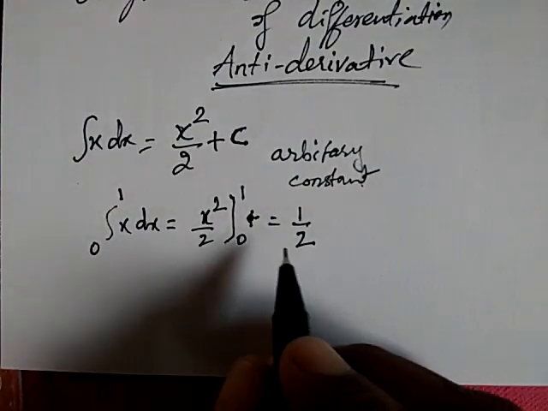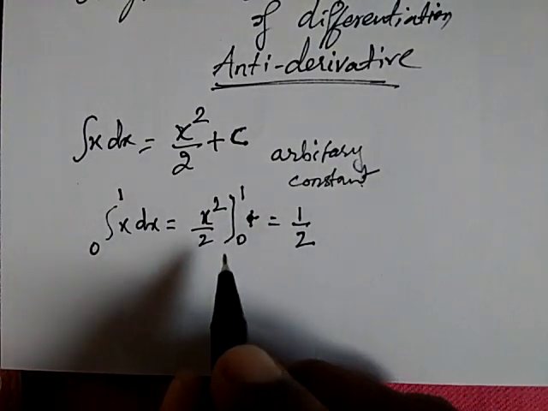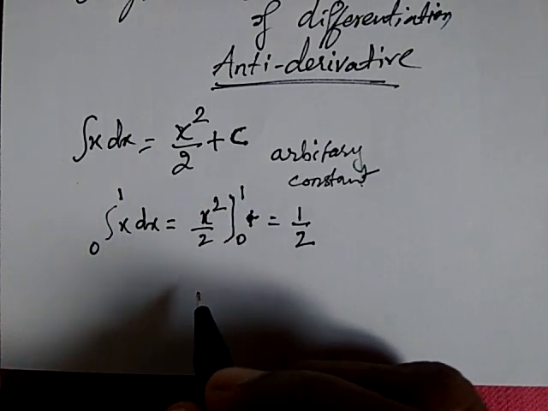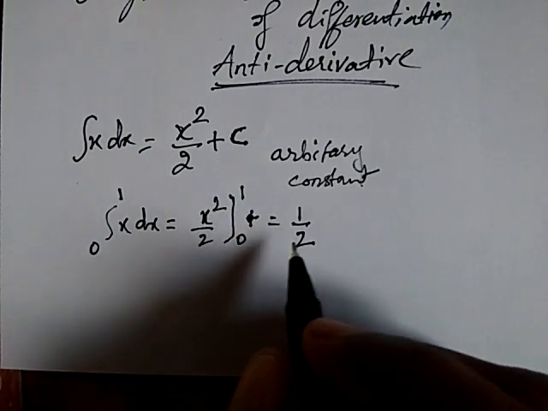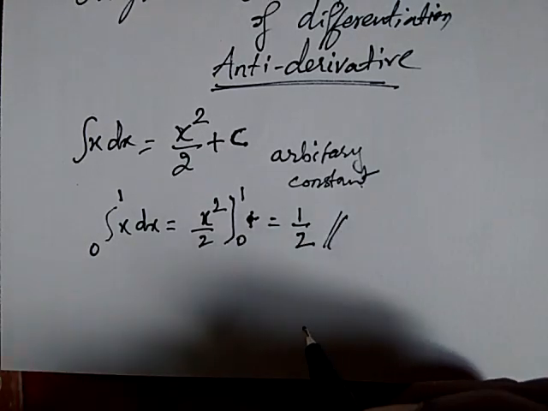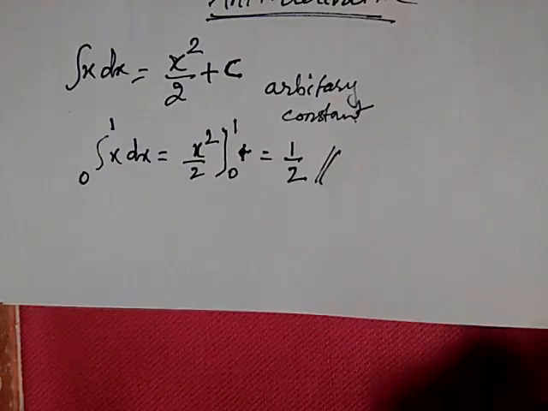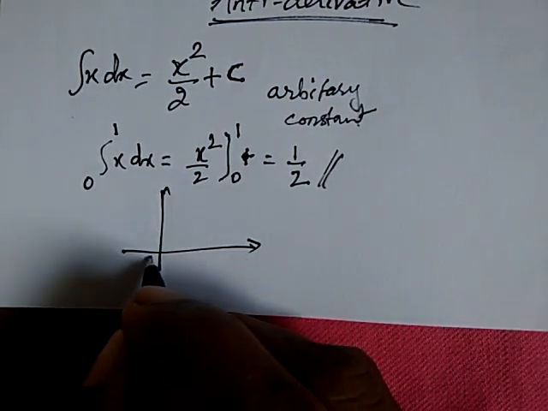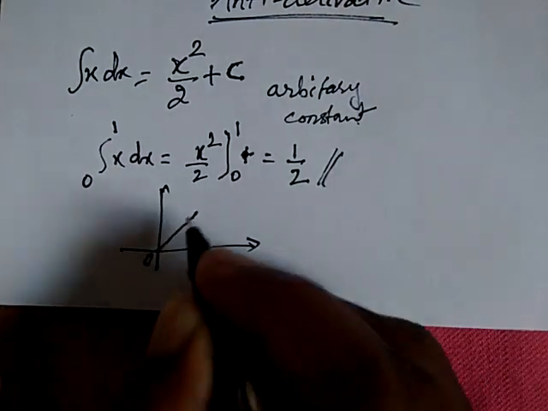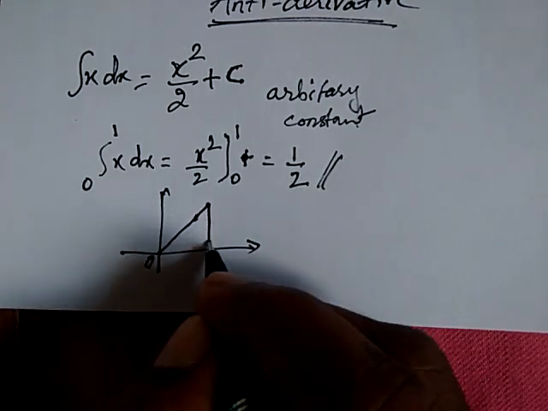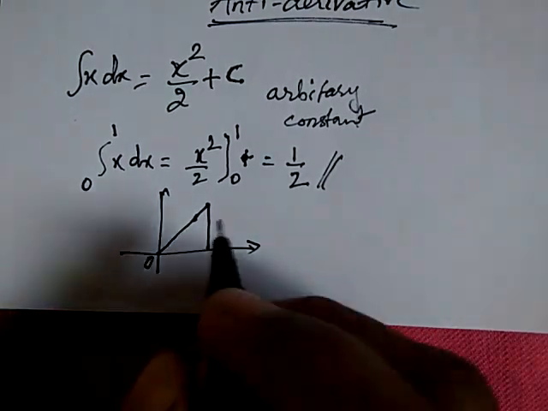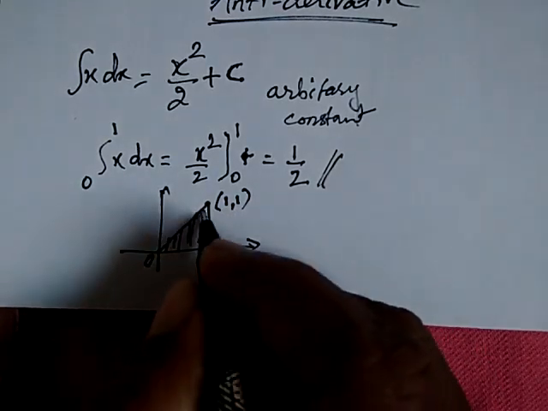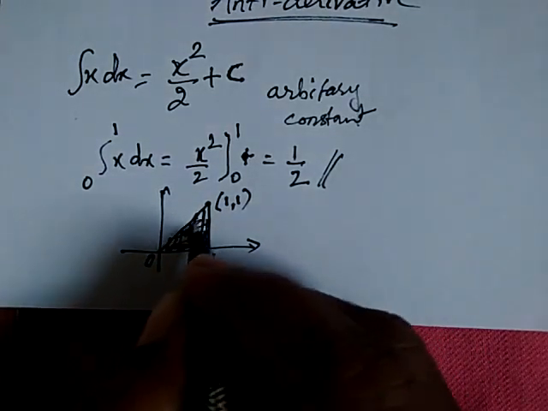How to do this? You have to write x square by 2, and put once 0 and once 1, first 1 and then 0. So you will get the value 1 by 2. Suppose I put this in a graph: this is 0, there is a straight line for x, so y is equal to f of x. Like this, you will get 1. This point is 1 comma 1. So the shaded region is 1 by 2.